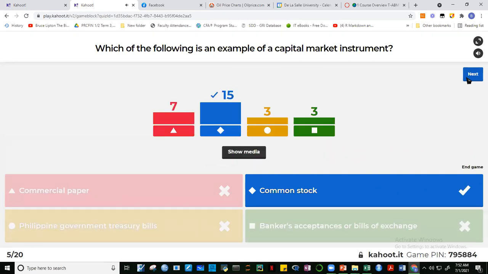Okay, so most of you got it. Sabi natin kanina, common stock, capital market yan, capital market instrument. Common stock, preferred stock, bonds. Well, in a sense, kasi long-term siya. So, commercial paper, guys, sabi natin kanina, money market yan. It's traded in the money market. Treasury bill, also money market. Bankers' acceptance or bills of exchange, money market din yan. Ano yung instrument na bankers' acceptance?